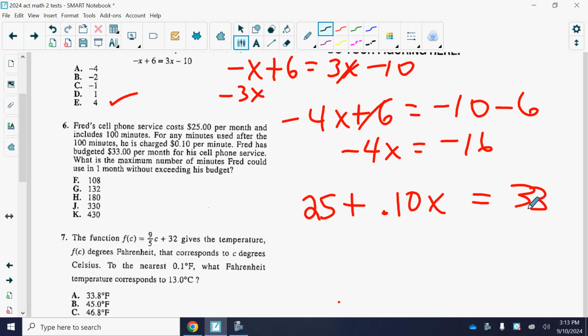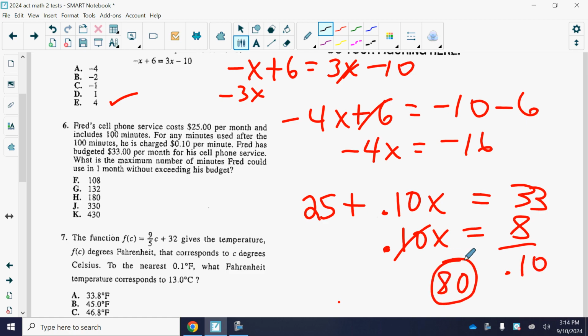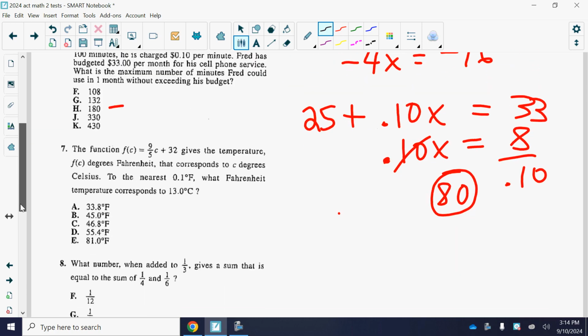So when you solve that, you subtract 25, or equation solver, right? Divide by 0.1, and you get 80. So what is Fred here? He's 80 minutes over. Answer 100 plus 80. Thank goodness they didn't offer me the answer 80. I might have taken it, huh?